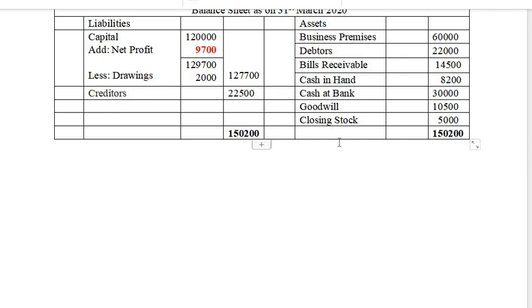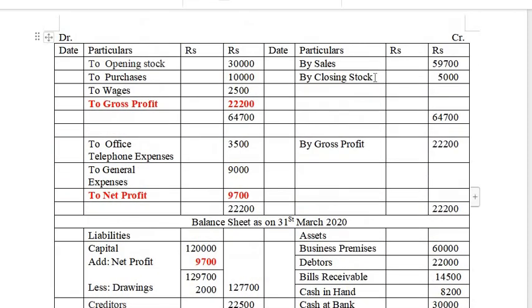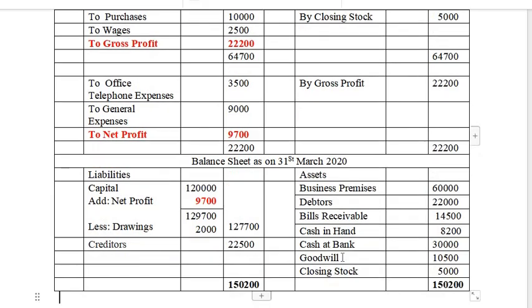Whatever is given in the trial balance, all that information is written: business premises, debtor, bills receivable, cash and goodwill. Closing stock is given in the adjustments. It appears twice, as I said. It already appears the first time in the trading account, then the second time you have to consider it as an asset, because stock is an asset. That's why I'm writing it on the asset side.